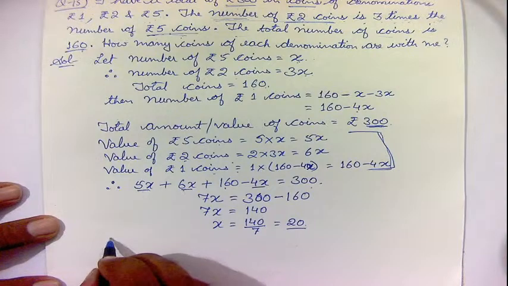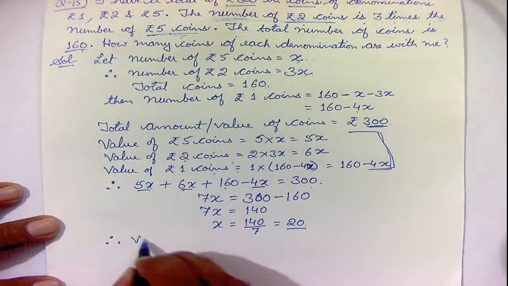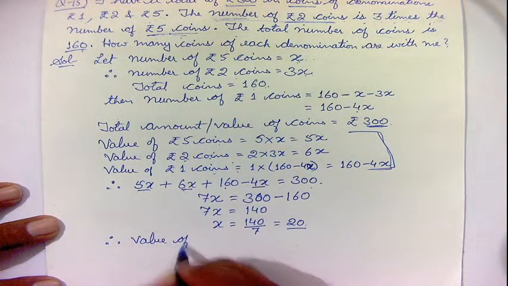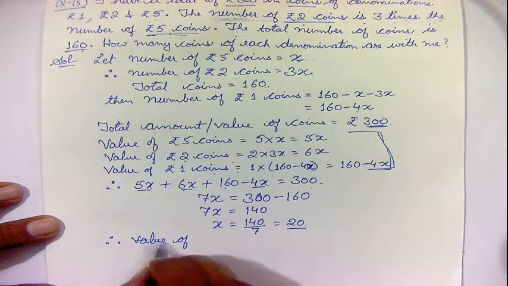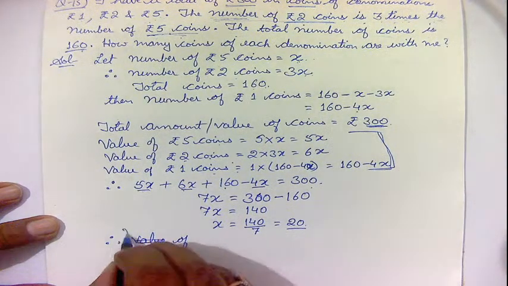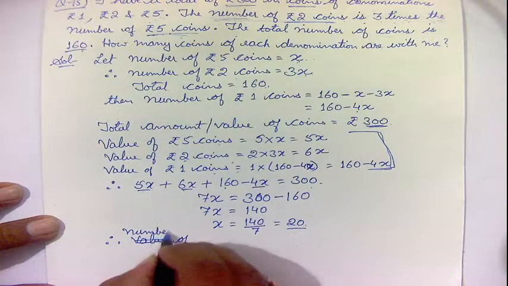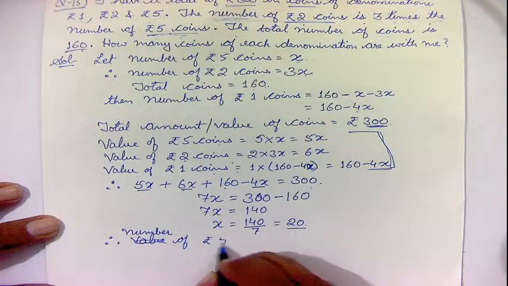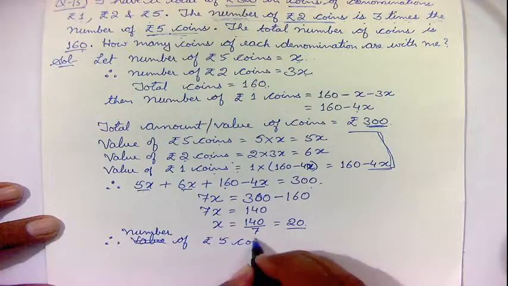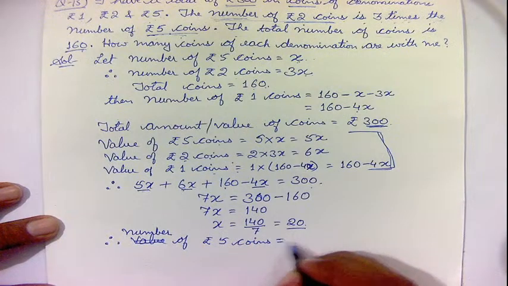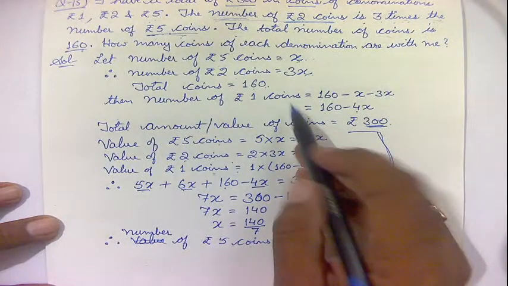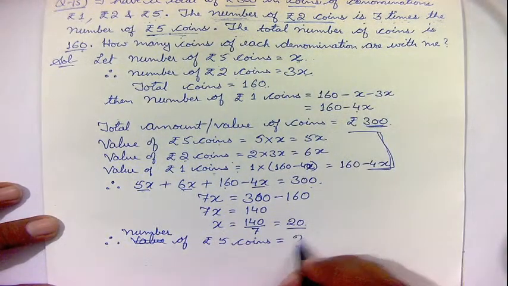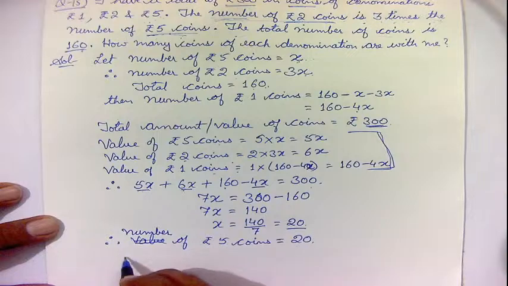If the value of X is 20, therefore, not the value, sorry, the number, because we need to find the number of coins. So number of rupee 5 coins. How many coins of rupees 5 will be there? It is X in number. So we get 20 coins of rupee 5.